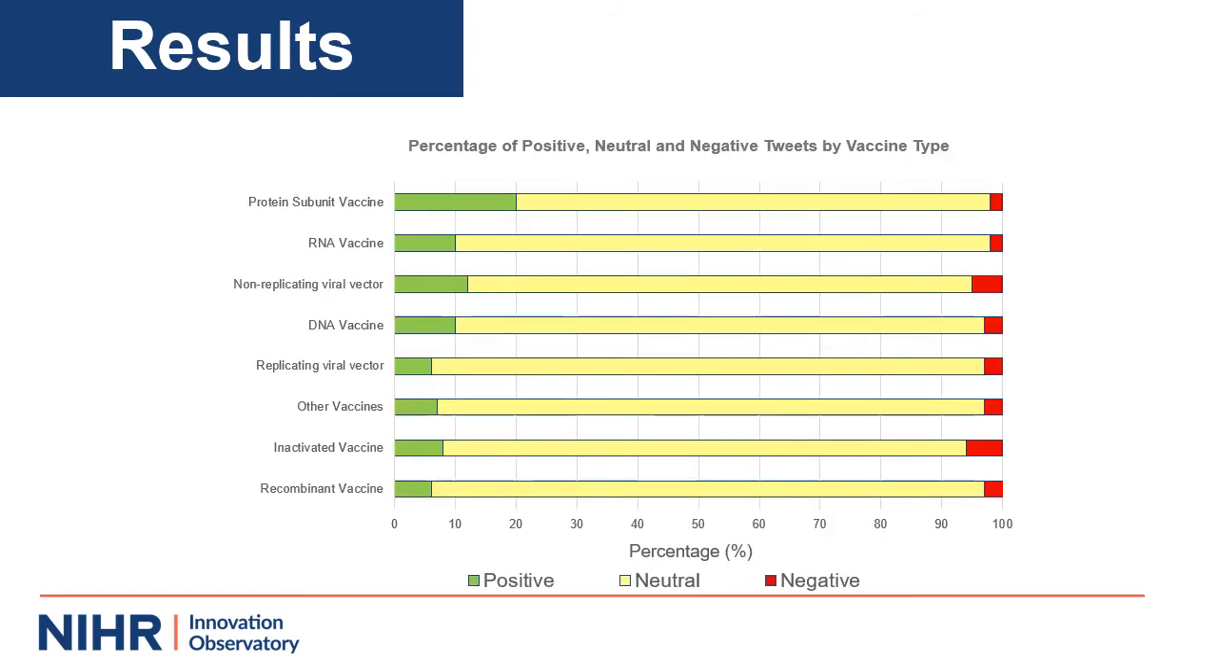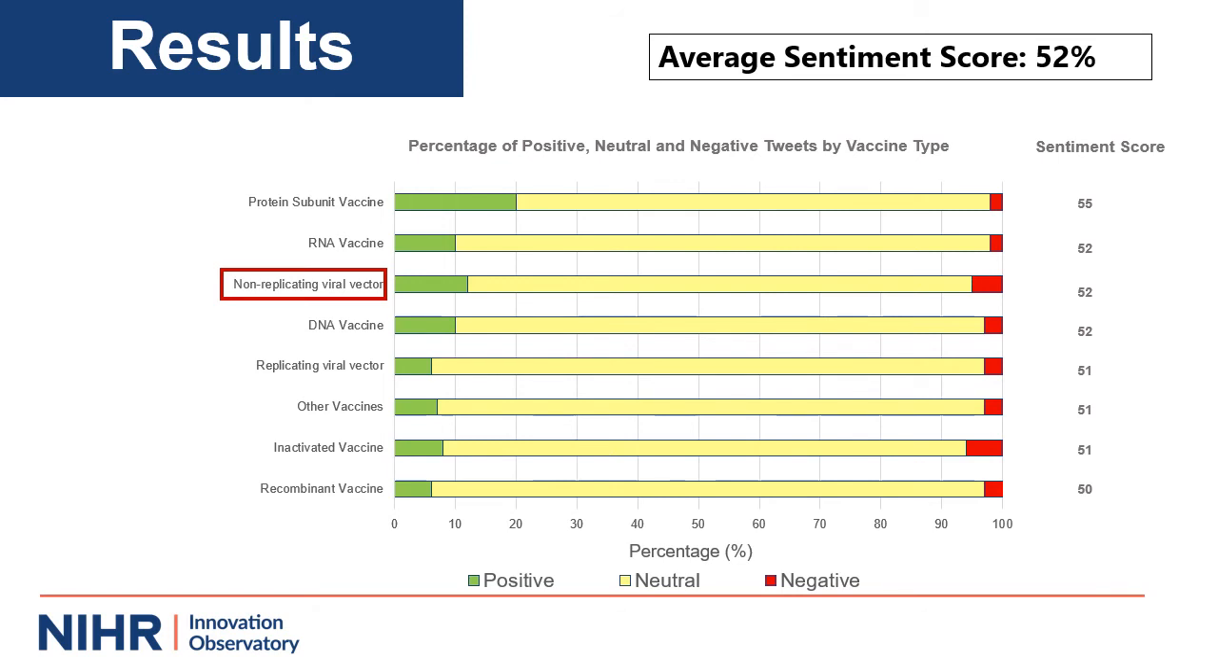We then moved on to look at the sentiment of tweets, and the platform we used deployed artificial intelligence to give a sentiment score expressed as a percentage for each tweet. Tweets above 50% are considered to be positive, below 50% are considered to be negative. The average sentiment of tweets across all vaccine categories was 52%, suggesting an overall positive score.